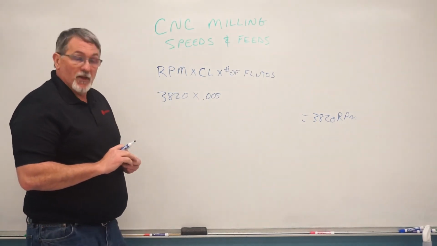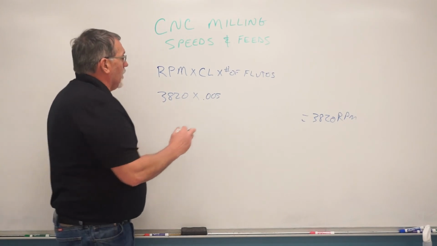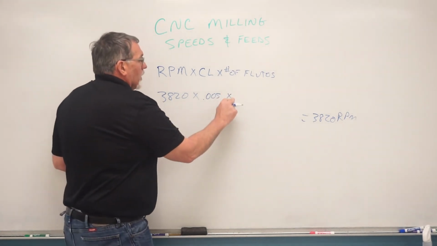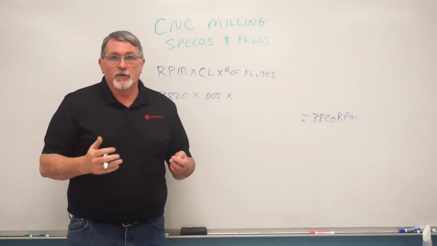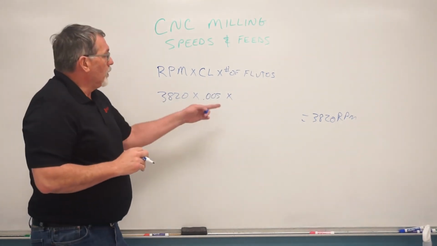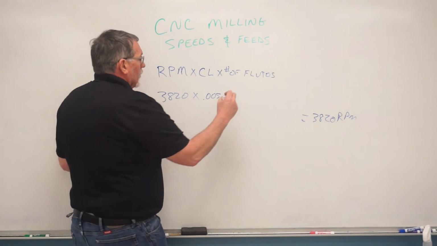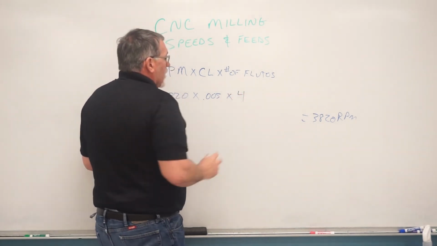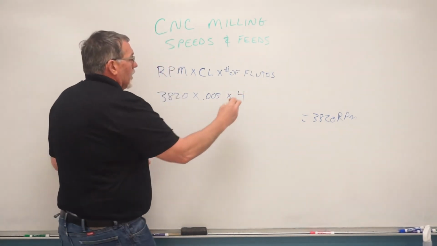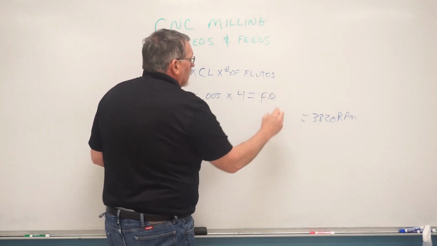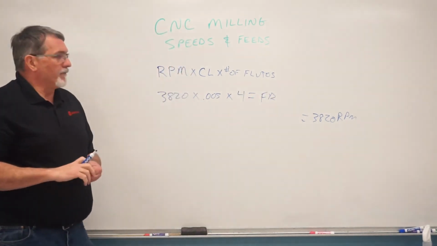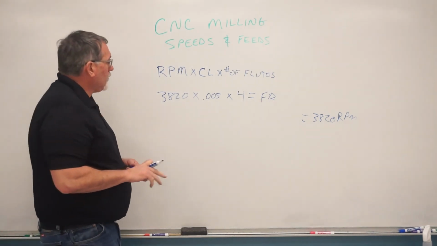So just to start out for this example, we use a 5 thousandths chip load, and then multiplied by the number of flutes. So do we have a 2 flute cutter, 3, 4 flute cutter? You put those number of flutes in here, okay? Let's say we're going to use a 4 flute end mill. That equals our feed rate, okay? And that feed rate will be in inches per minute.